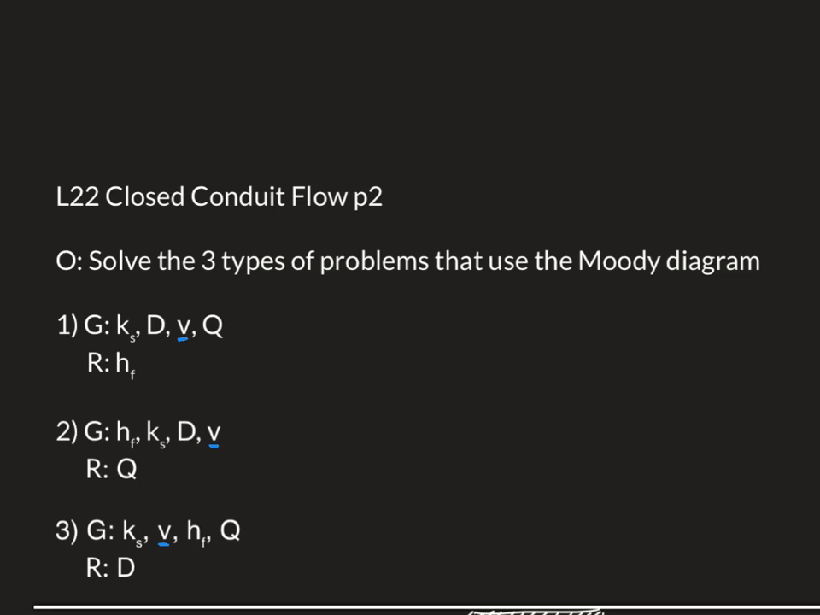Beyond that, you're staring at this, going, what's the difference here? Basically, it's which variable you do not know. In type 1, you don't know the head loss due to friction, the frictional losses. In type 2, you don't know the flow rate. And in type 3, you don't know the diameter of the pipe. These go in increasing difficulty. Type 3 is the worst, so the difficulty is increasing in this direction.